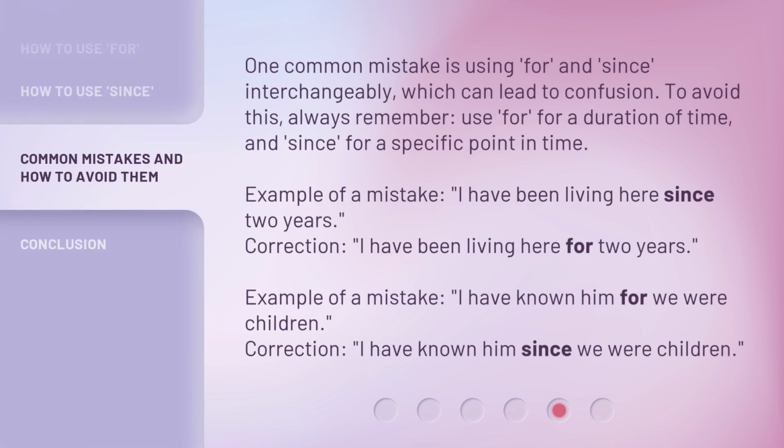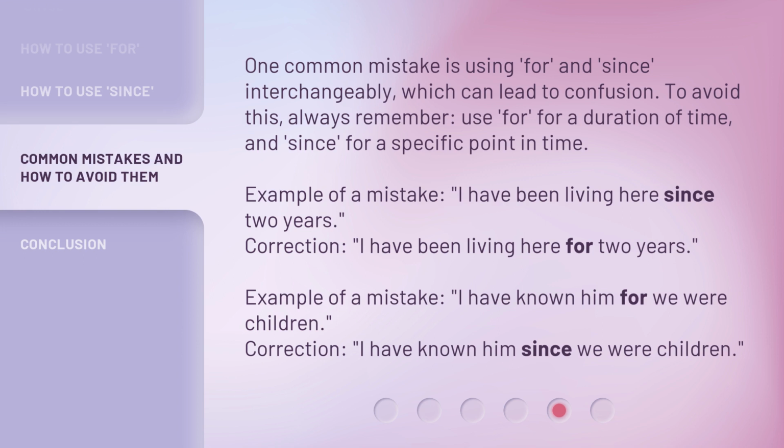One common mistake is using for and since interchangeably, which can lead to confusion. To avoid this, always remember: use for a duration of time, and since for a specific point in time. Example of a mistake. I have been living here since 2 years. Correction. I have been living here for 2 years.